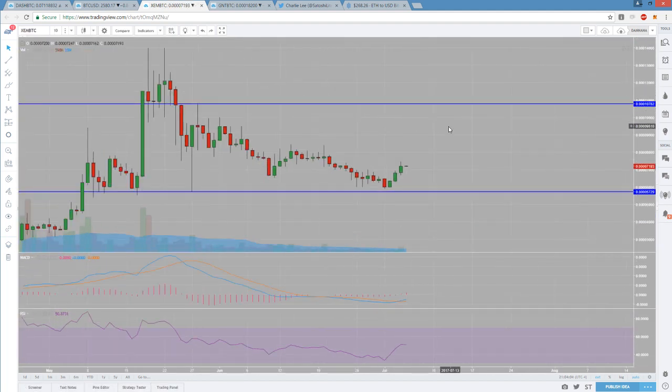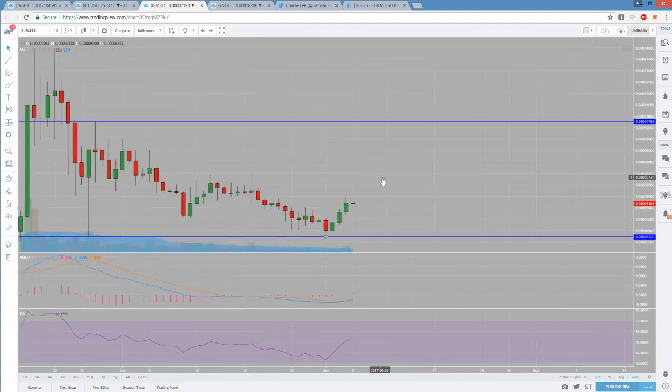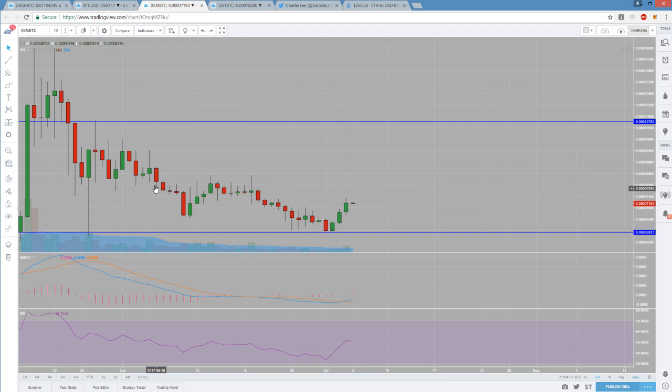So XEM on the daily time frame, trying to see a bounce play out. Looks like I already have a support line established here. So the must-hold support in the short term is down at 59.13. That was our low before we broke the lower high pattern.